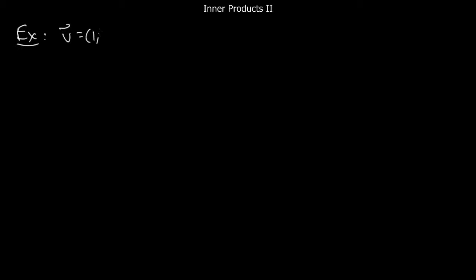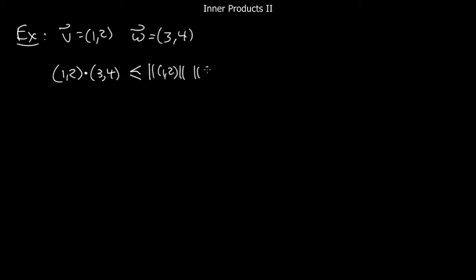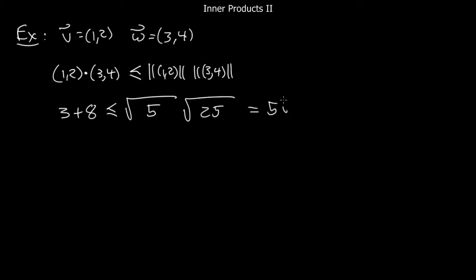Okay, so let's look at a simple example. Let's take v to be (1, 2) and w to be (3, 4) and use the usual inner product. Then (1, 2) dot (3, 4) is, well, let's see. It's less than or equal to the length of (1, 2) times the length of (3, 4). The left-hand side is 3 plus 8. And the right-hand side is the square root of 5 times the square root of 25. Is that true? The right-hand side is 5 radical 5. So I'm claiming that 11 is less than or equal to 5 radical 5.